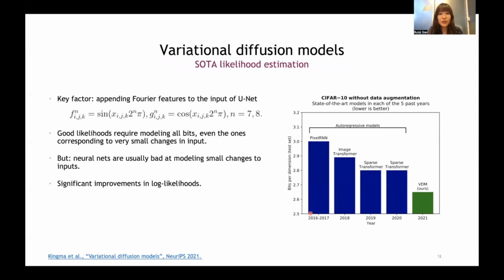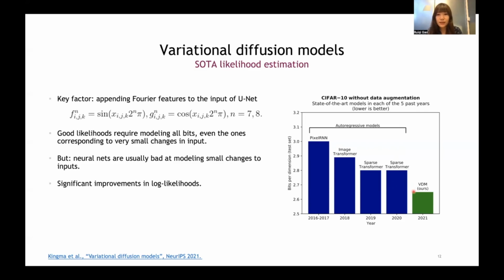And another contribution of this work is that they show it is possible to use diffusion models to get state-of-the-art likelihood estimation results. Before this work, the benchmark of likelihood estimation had been dominated by autoregressive types of models for many years, as shown in this figure. But this model shows that we can actually use diffusion models to get a big improvement over the autoregressive model classes.